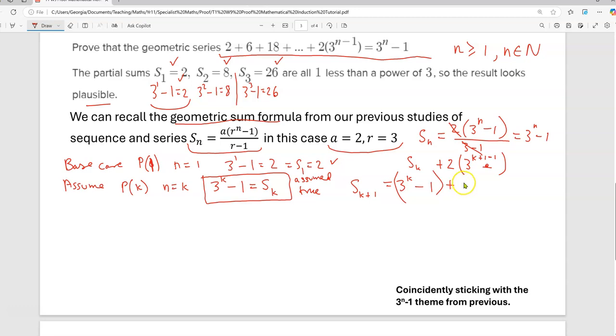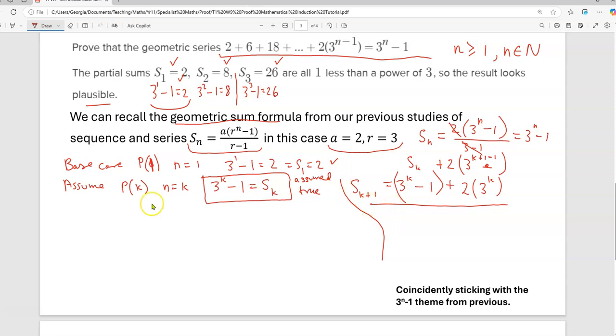what's that going to be equal to? That's going to be 2 times 3 to the power of k. All right, that is an interesting thing to look at.